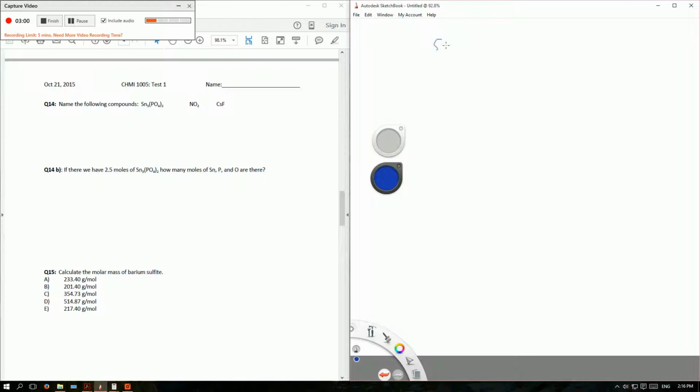But here we're saying for Sn3(PO4)2, there's 3 moles of Sn per molecule, and we're saying there's 2 moles of PO4 per molecule.